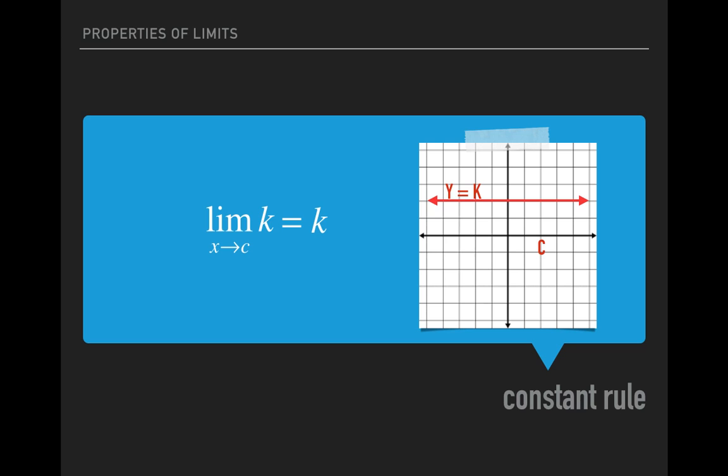Graphically, let me explain. You have k being a constant value, so the graph would be a horizontal line. The point C on the line is right there. And from the right and left, clearly we are approaching the k value. So I think that this graph helps to explain the why behind the rule.